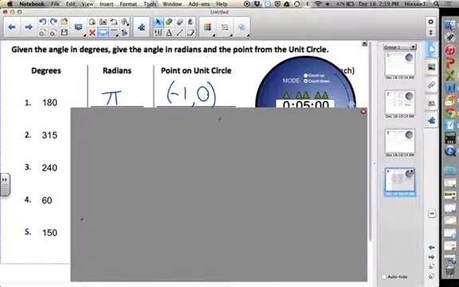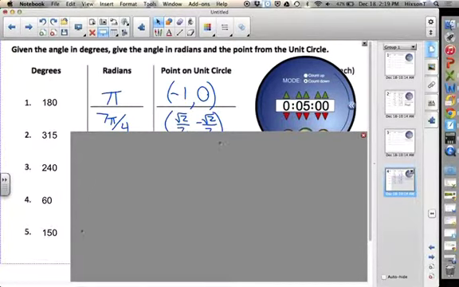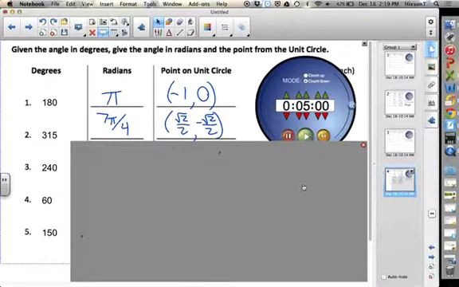Radical 2 over 2, and negative radical 2 over 2. Good. That's a 45-degree reference angle, so its denominator is 4. It's in the fourth quadrant, so only the y is negative.